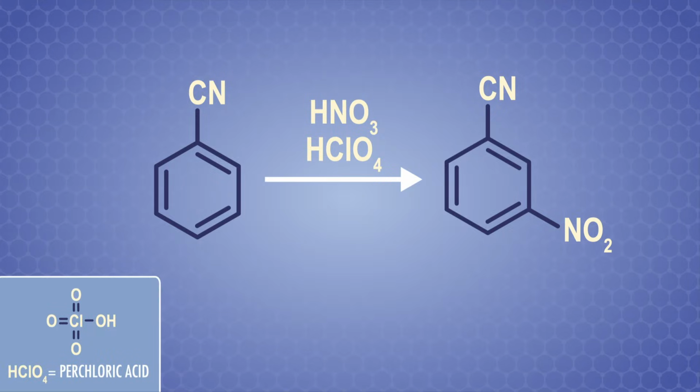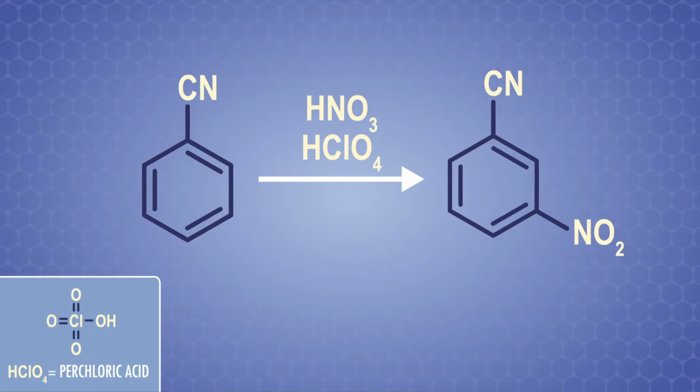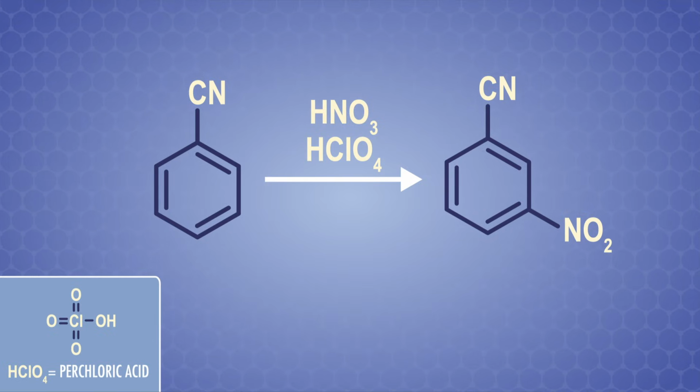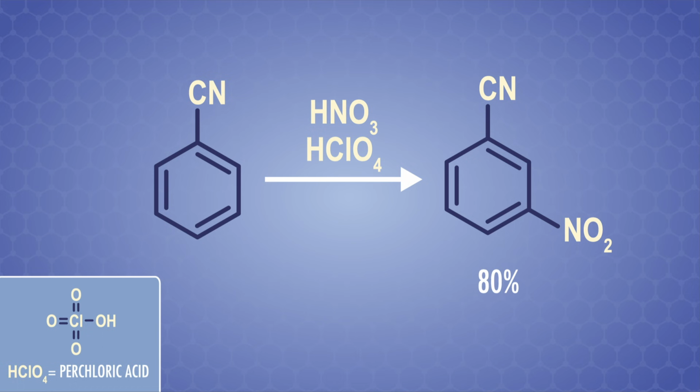So it looks like a nitrile is an electron withdrawing group. We'd expect it to deactivate the ring and direct an electrophile to the meta position. In a paper published in 1959, the chemists George Hammond and Catherine Douglas did this reaction and found this to be true. The nitration of benzonitrile gives around 80% meta-nitrobenzonitrile.